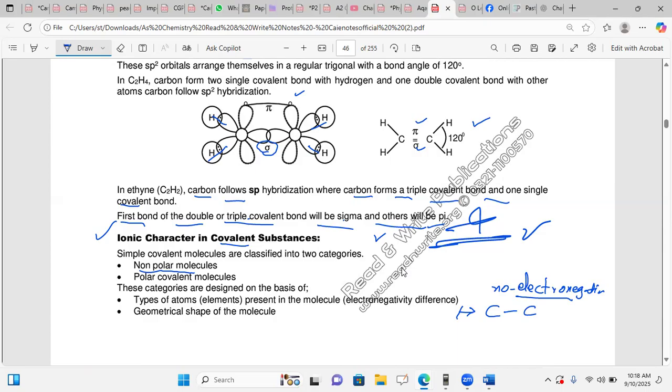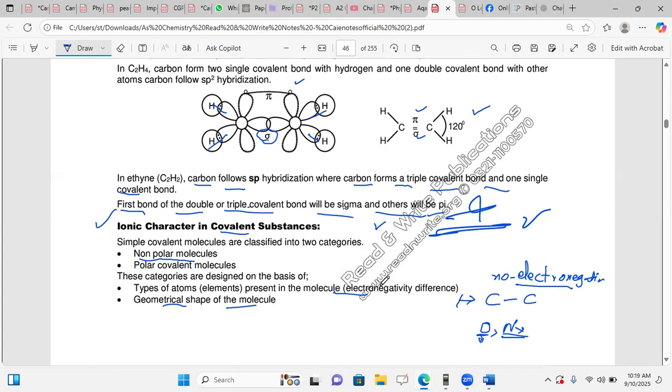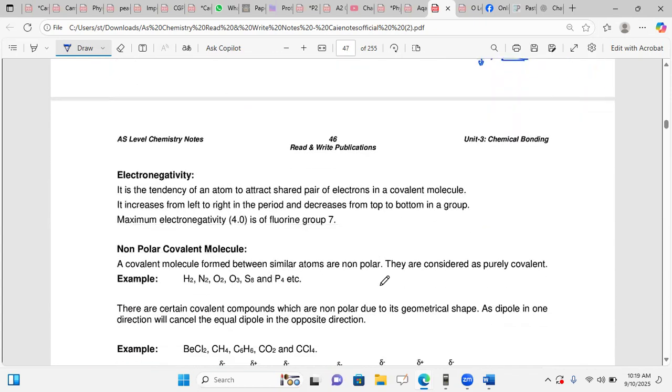And polar covalent molecules are those which have oxygen in their structure, or nitrogen, like oxygen in carbohydrate molecules, carboxylic acids, or alcohols, and nitrogen in the form of amino acids, or simple cyanide groups, which produce organic compounds. Then these categories are designed on the basis of the types of atoms or elements present, the electronegativity difference, and the geometrical shape of the molecule. Is it possible that he is going to show the behavior of polar and non-polar structures?